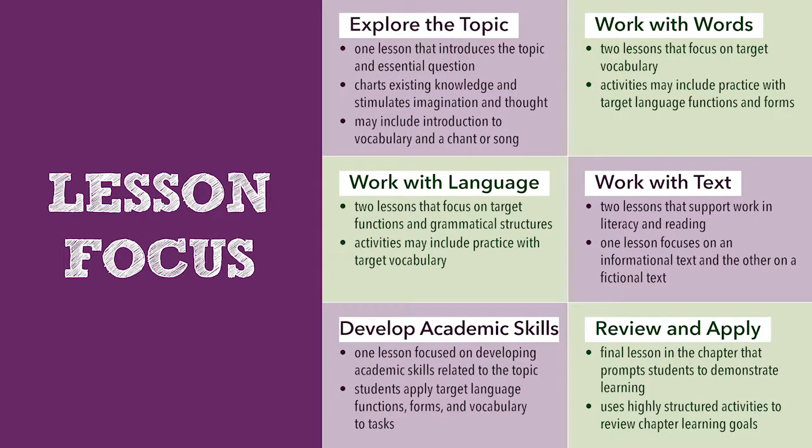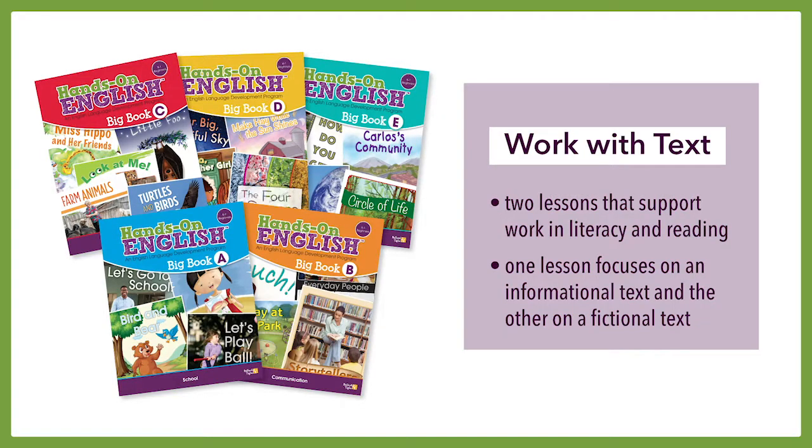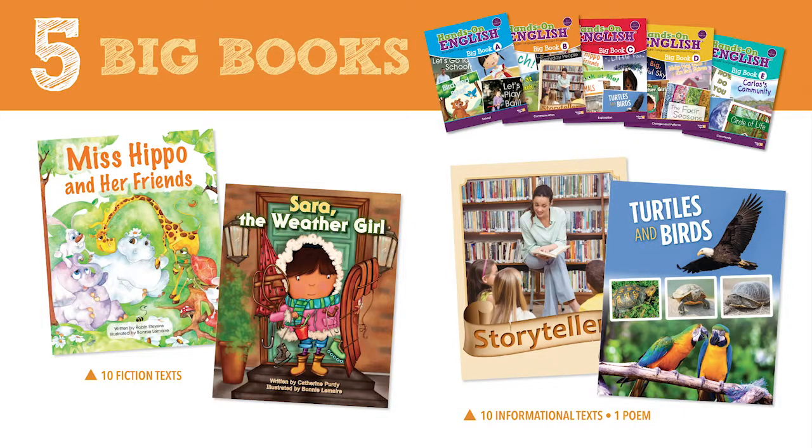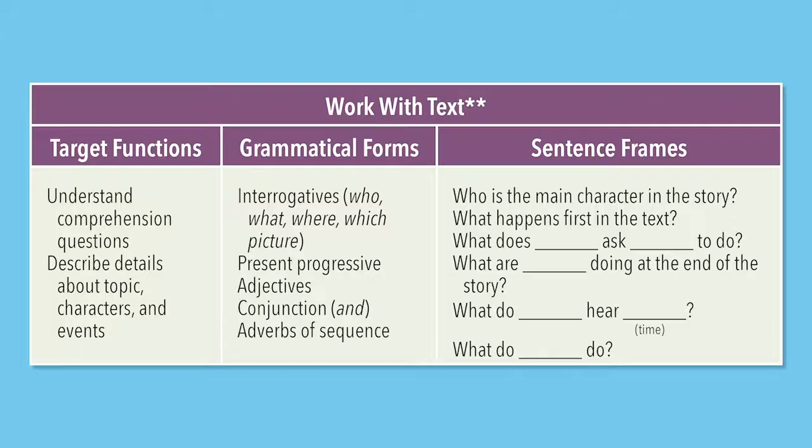There are 6 lesson types in each Hands-on English chapter, 2 of them being work with text. The big books are used as a read aloud and a stimulus to develop literacy and academic skills. Every chapter features 2 texts from one of 5 big books, a fictional and an informational text. In this lesson and story, the focus is to understand and answer comprehension questions and describe details about the story.